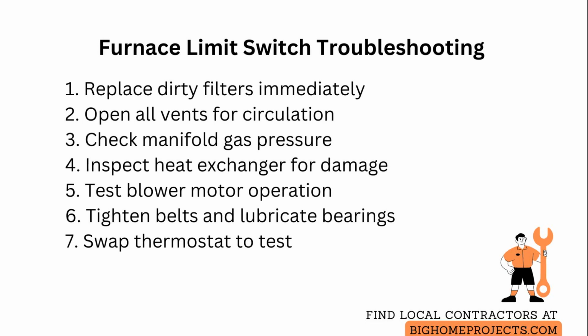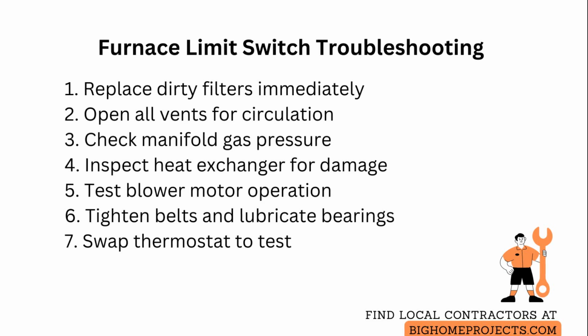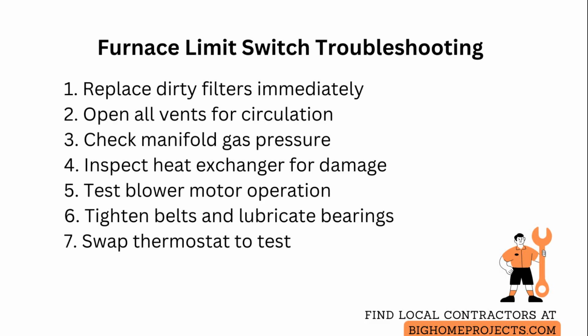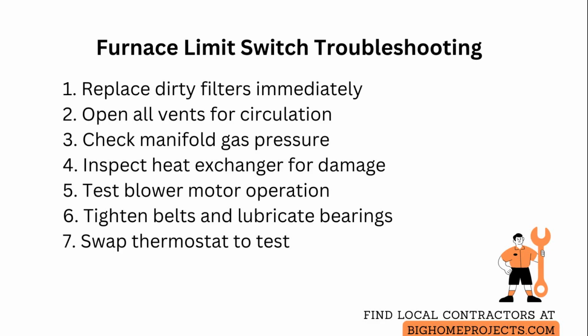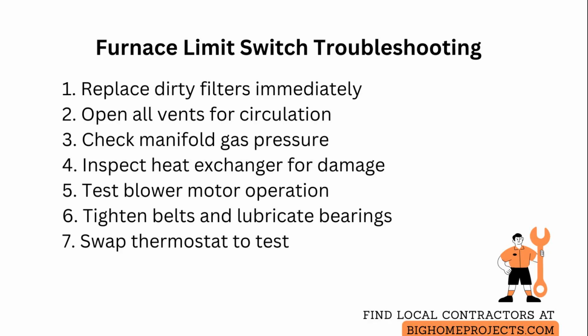Short cycling caused by a failing thermostat or control board can cause repeated trips, so verify thermostat location, set point stability, and swap the thermostat with a known good unit for testing if needed. Finally, confirm that the limit switch itself is not faulty by measuring continuity when cool and replacing the device if it shows intermittent contacts or fails to reset.